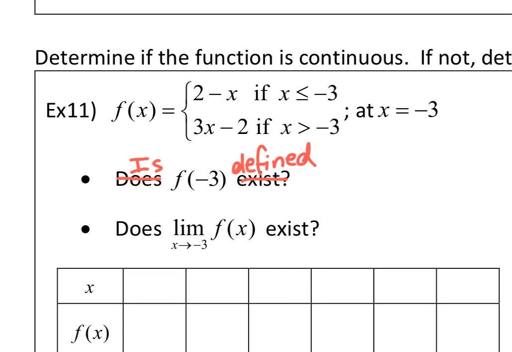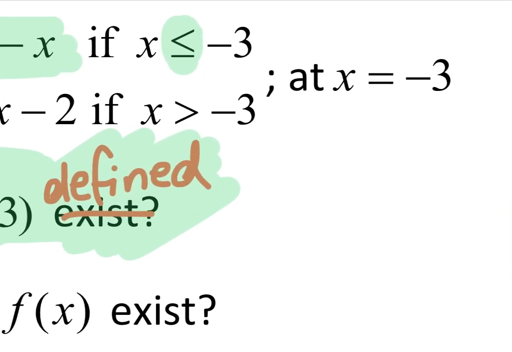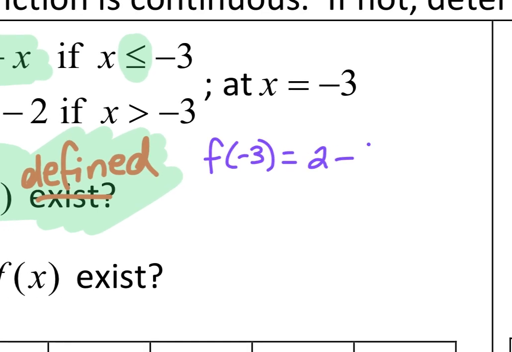Now, be careful when you are checking this first step of the continuity test to see if a function is defined, if it's a piecewise function. Do you see that the -3 is defined in the first equation because of that equal sign? It is not defined by the second equation. And so if I want to check and see if this function is defined, I am going to substitute f of -3 into the first equation, which is 2 minus -3.